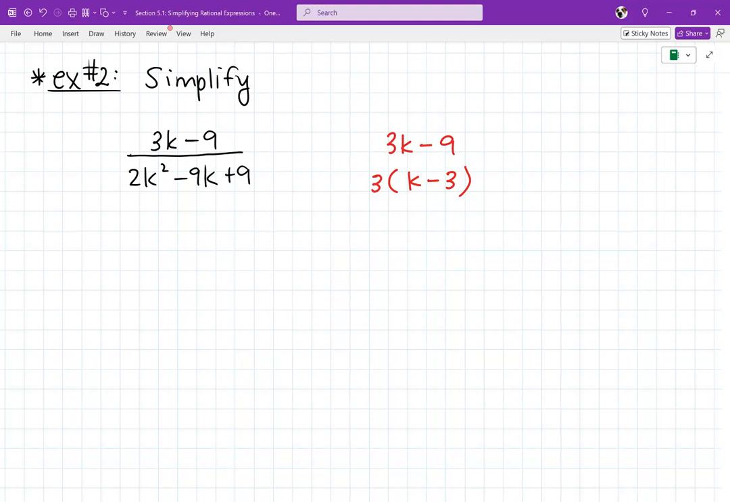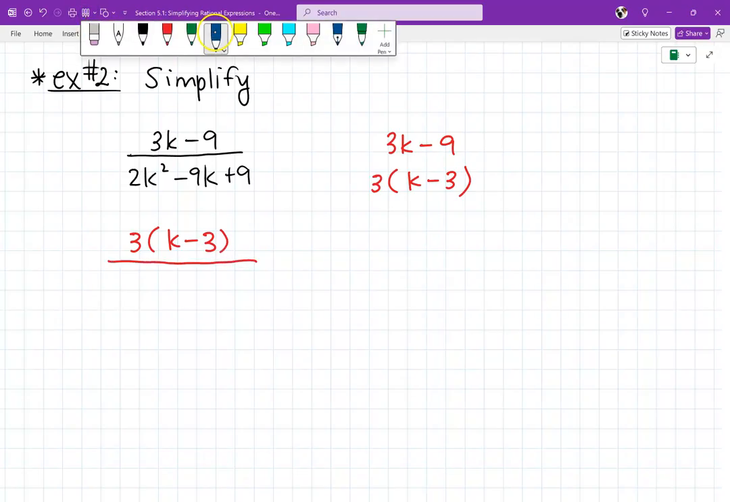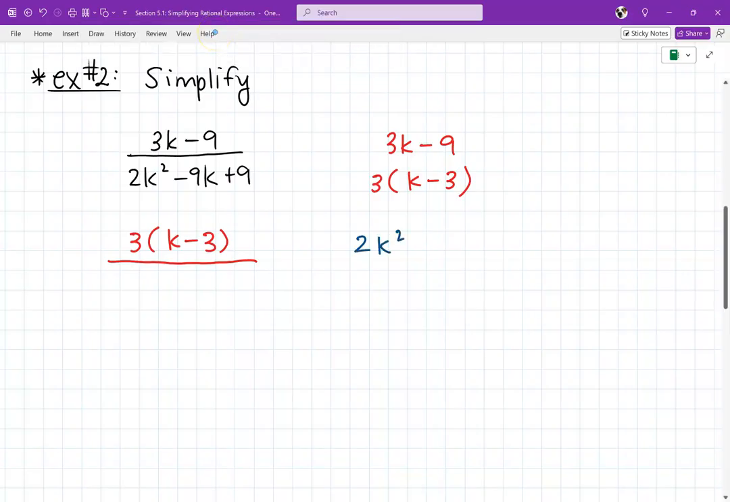The k minus 3 is not 3 terms, so I can't use the x method. It is a difference of two numbers, k minus 3, but it's not a difference of two squares. So it's not k squared minus some number that has a square root, right? So I'm done. That one's finished. I'm going to put 3 times k minus 3. I'm going to put a division symbol. And now I'm going to write down the bottom part. So 2k squared minus 9k plus 9.